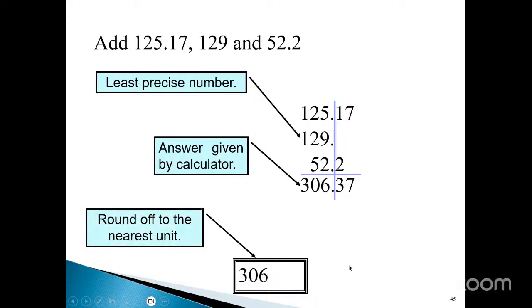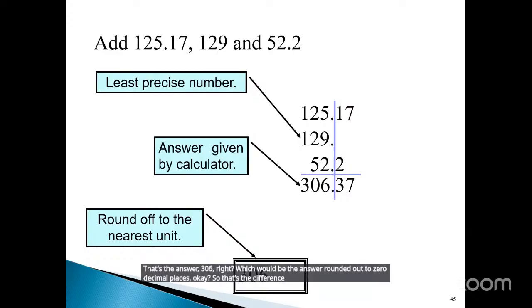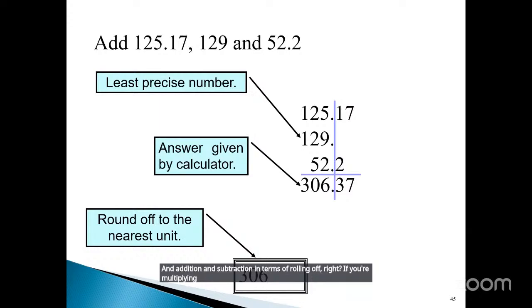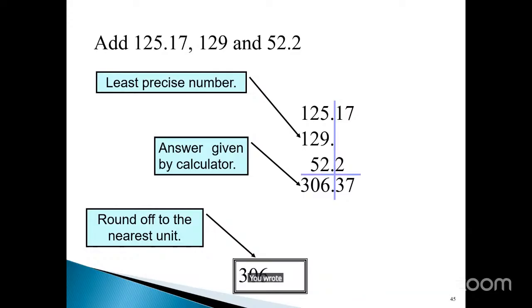That's the answer, 306, right? Which would be the answer rounded off to 0 decimal places, okay? So that's the difference between multiplication and division and addition and subtraction in terms of rounding off, right? If you're multiplying and or dividing numbers, you round off according to the lowest number of decimal places. But if you're adding and or subtracting numbers, you round off your answer to the lowest number of decimal places, all right?